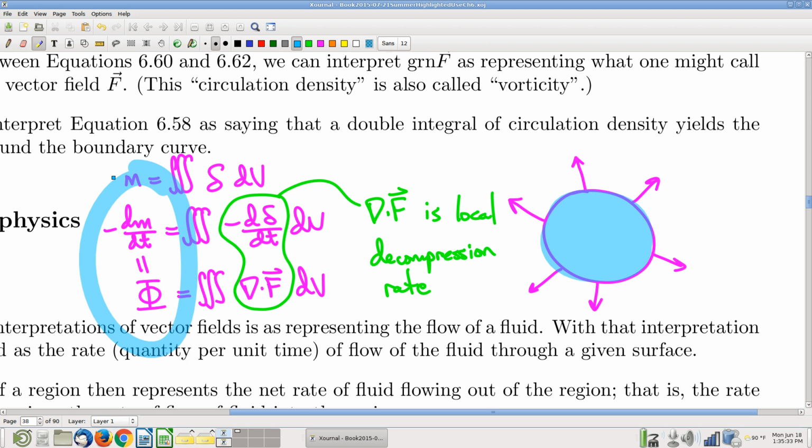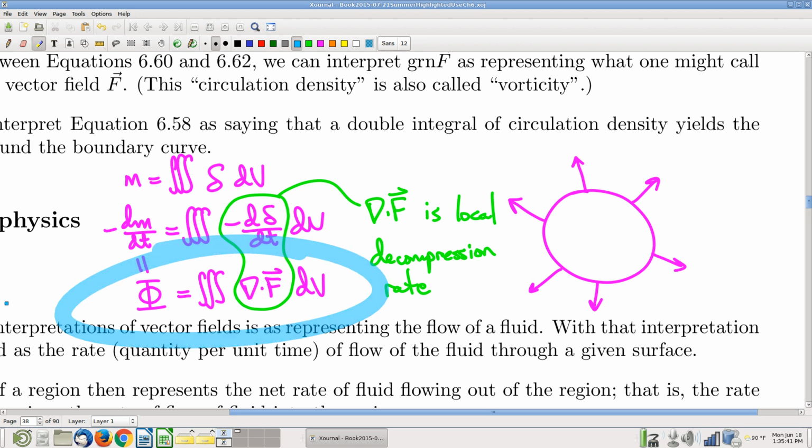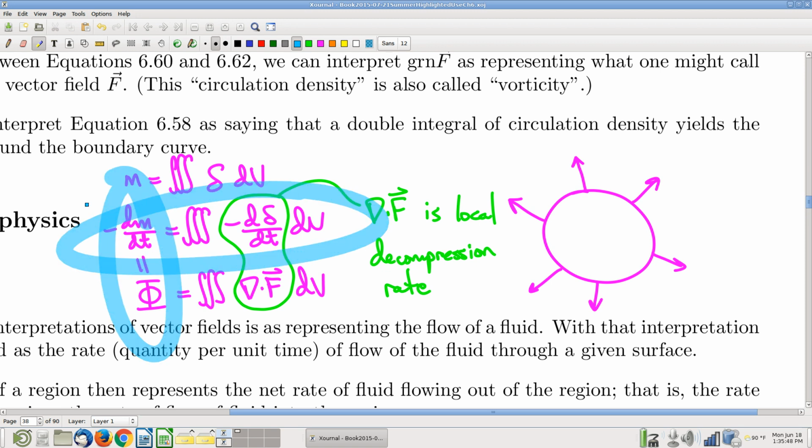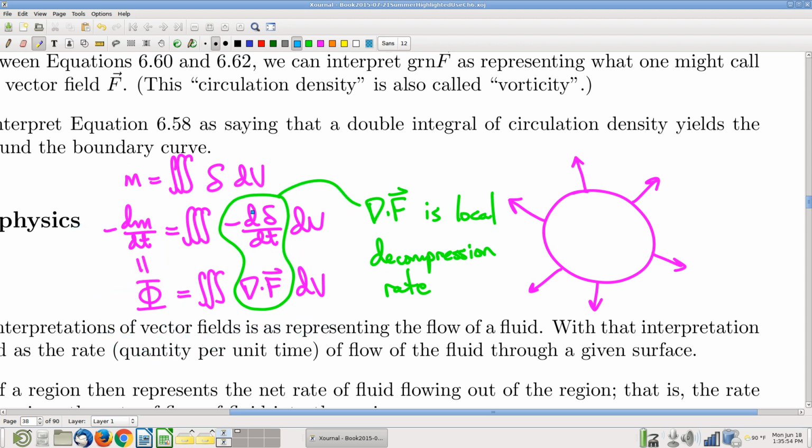So flux is just how fast mass is leaving the region. And of course, flux can be computed with a triple integral of divergence. So the nice interpretation that we get here is that because that's equal to that, and that's equal to that, and that's equal to that, we have an interpretation we can make of divergence.